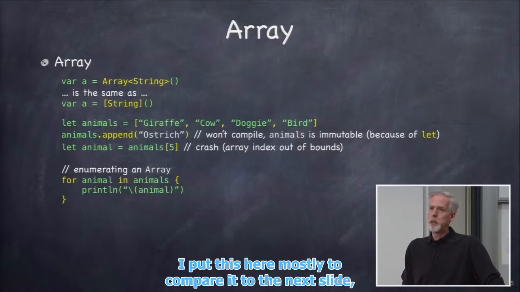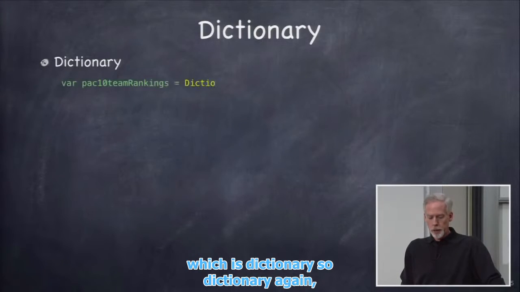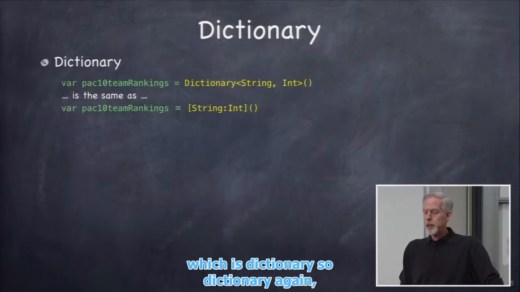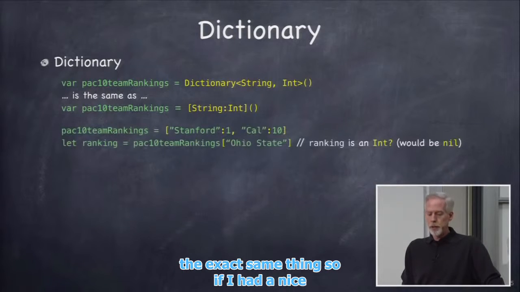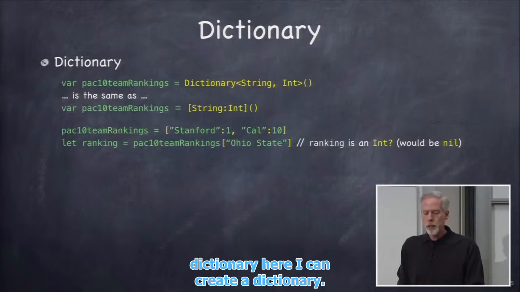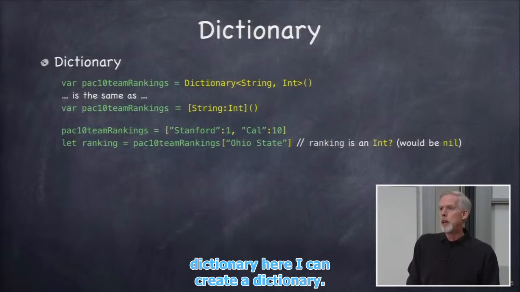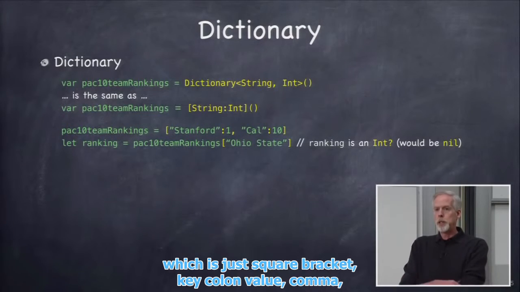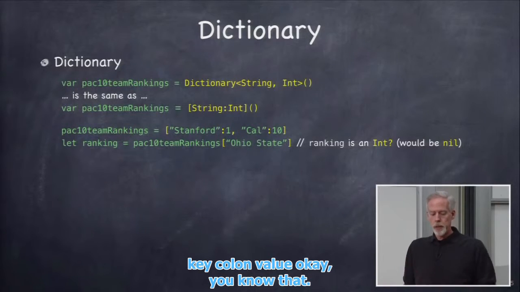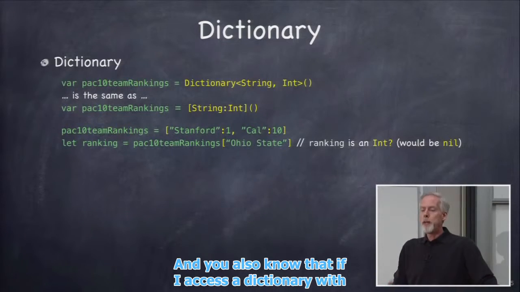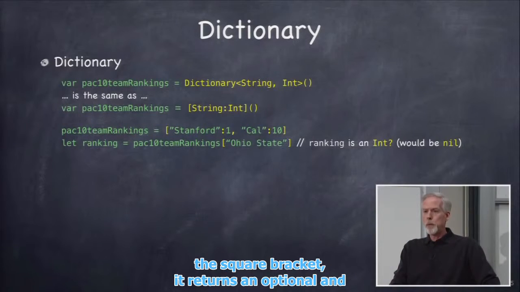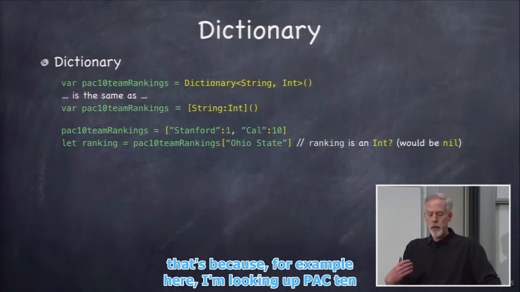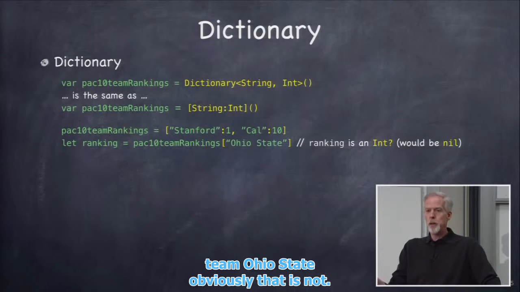I put this here mostly to compare it to the next slide, which is dictionary. So dictionary, again, that square bracket thing is an alternate for the exact same thing. So if I had a nice dictionary here, I can create a dictionary using this square bracket notation, which is just square bracket, key colon value, comma, key colon value. Okay, you know that. And you also know that if I access a dictionary with the square brackets, it returns an optional. And that's because, for example, here, I'm looking up Pac-10 team Ohio State.